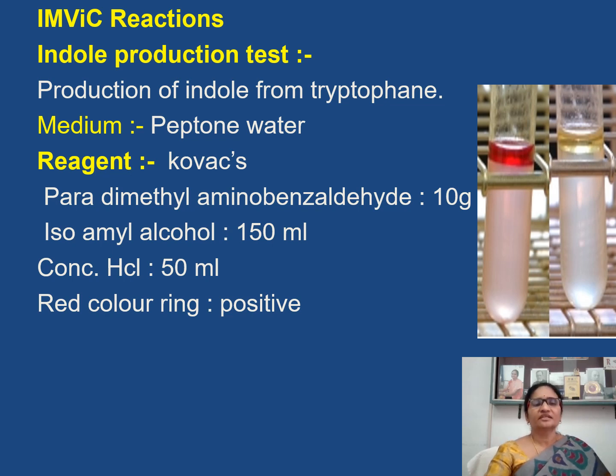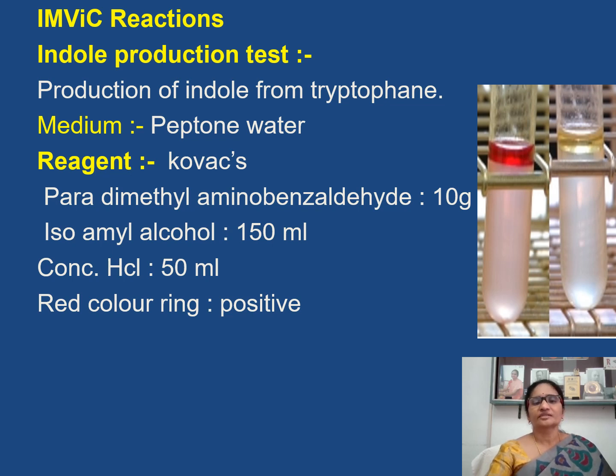For that, the medium is peptone water. Peptone water is taken in a test tube, and then we inoculate the organism we want to check for indole production, and incubate the test tube overnight. After overnight incubation, we add a reagent called Kovac's reagent. What is that Kovac's reagent? It is a combination of para-dimethylaminobenzaldehyde, isoamyl alcohol and concentrated sulfuric acid. These three are there in the Kovac's reagent. Just a few drops of Kovac's reagent you have to add to the peptone water culture.